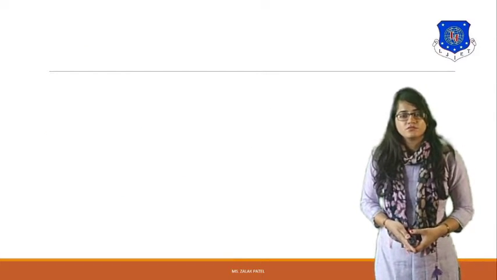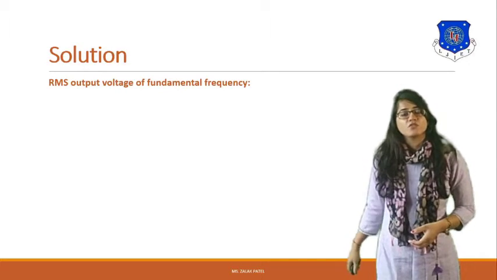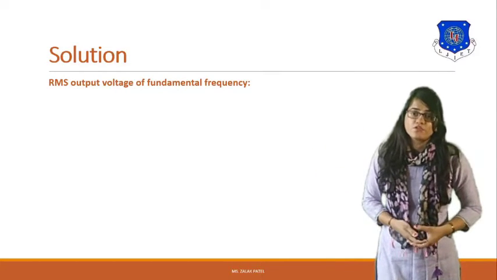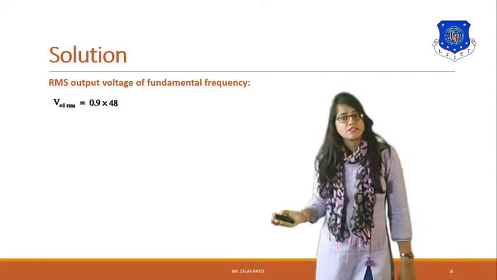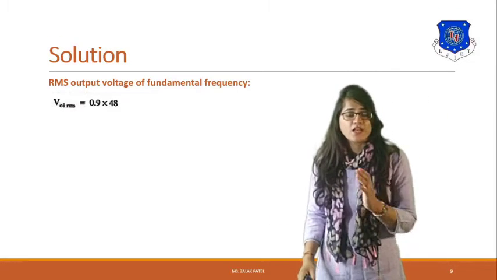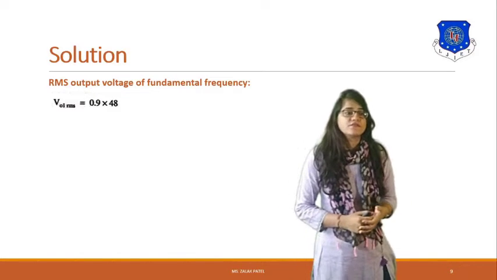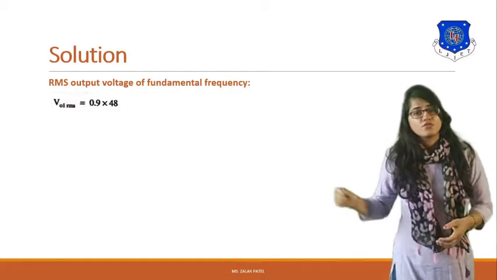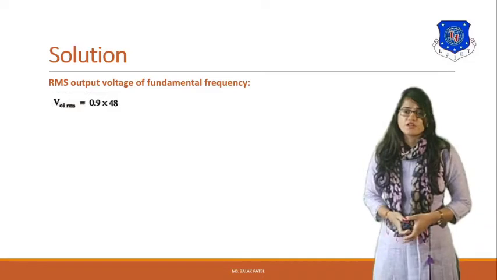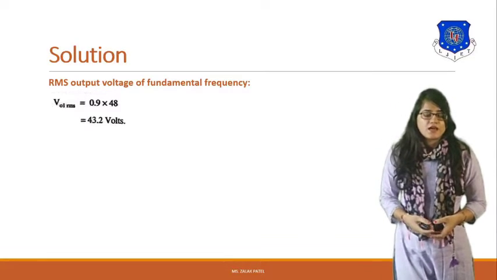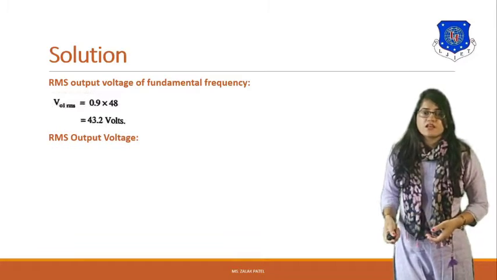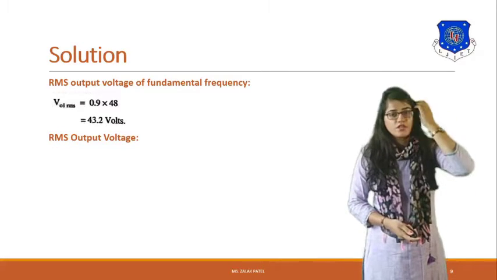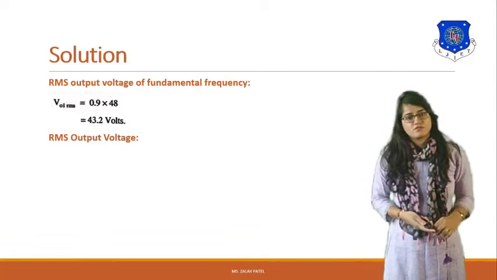First of all, let's find out the RMS output voltage for the fundamental frequency. For this, the equation that we have seen in the last slide is 0.9V. Here the voltage is given, so we have to simply put it over here. So 0.9 into 48 means the answer is 43.2 volt. Next one is the RMS output voltage.